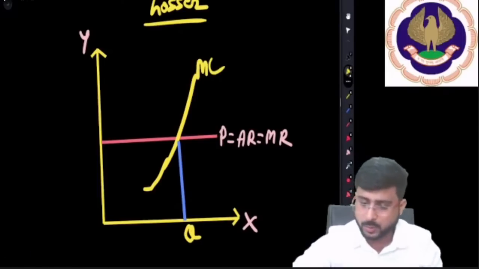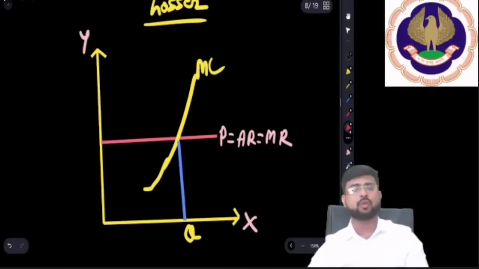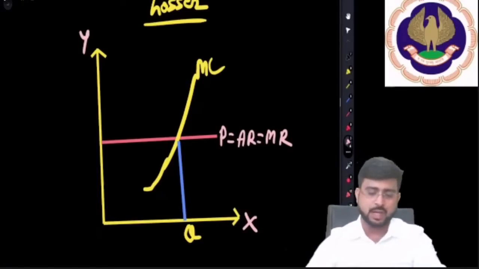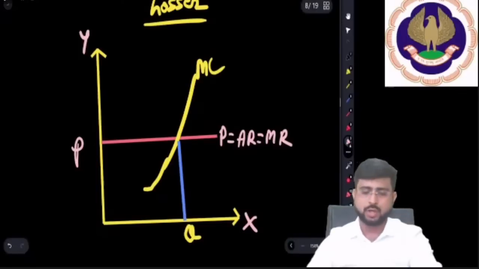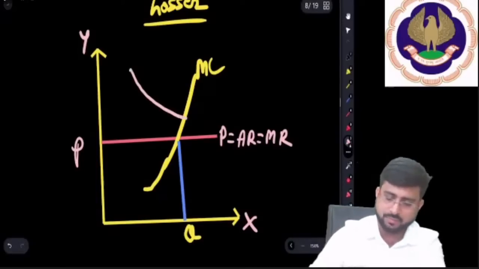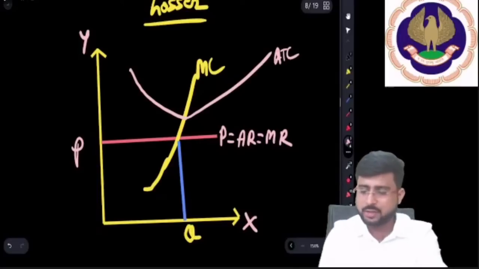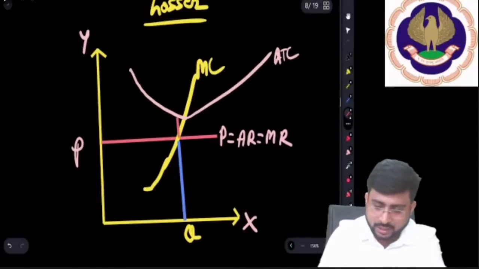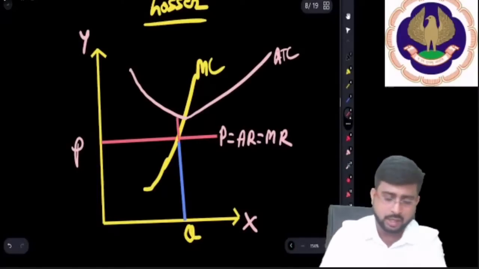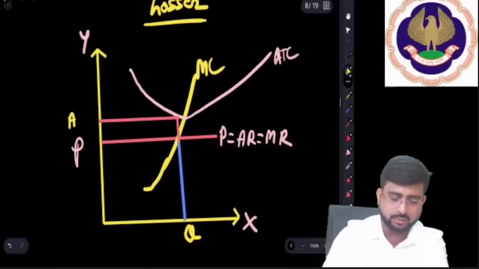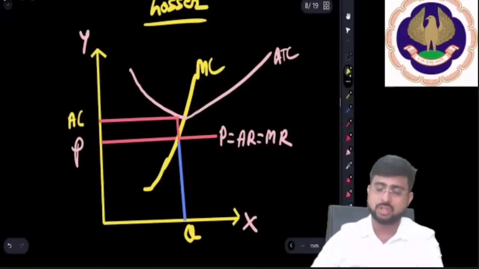Now is where you need to focus. See, average total cost this time will be above the price level. So average total cost will be somewhere here. As a result, I will have to extend this line a little further. Can you see it? And now I will join these two. So what do you see, guys? This is average cost. Now here average cost is above price.